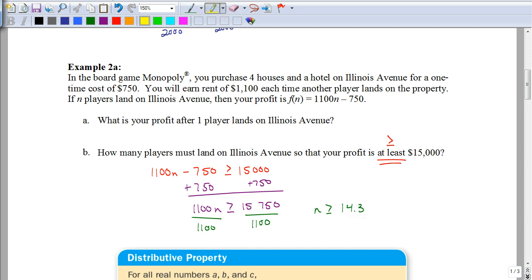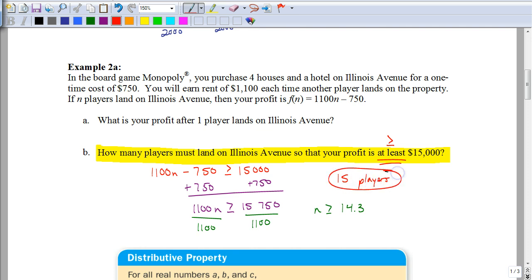Again, the goal is we need to make sure we read the question to make sure that we're answering it. And the question asks us, how many players must land on Illinois Avenue so your profit is at least 15,000? Well, think about it for a second, because if our answer is that the number of players has to be greater than or equal to 14.3, it means that I would have to have 15 players. Because 14 players would lead me to have less than $15,000. Anything more than 14.3 players would lead me to have at least that much. So my answer would have to be 15 players.